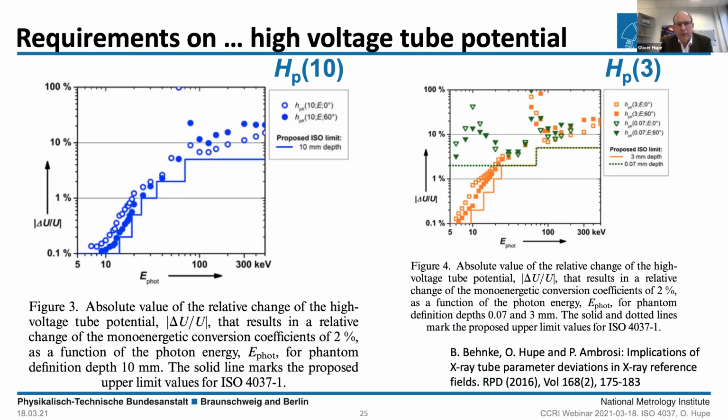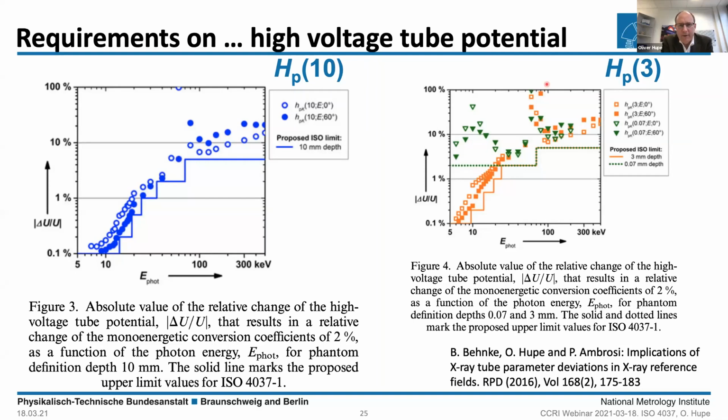Let's have a look at the requirements. Here I've shown the requirement on the relative change of the high voltage tube potential for HP10 and for HP3. The first point is that you see that the requirements will depend strongly on the quantities you want to realize. That means you may have an instrumentation which fulfills the requirement for HP3, but will fail to fulfill the requirements for HP10.